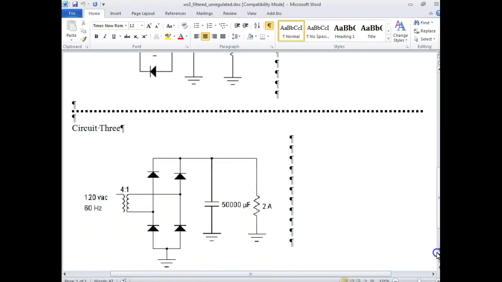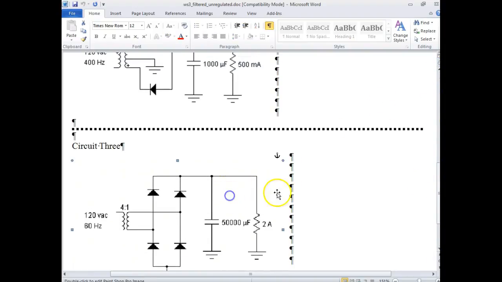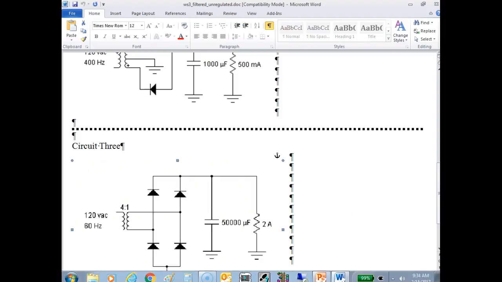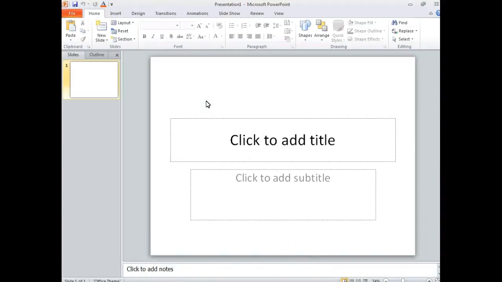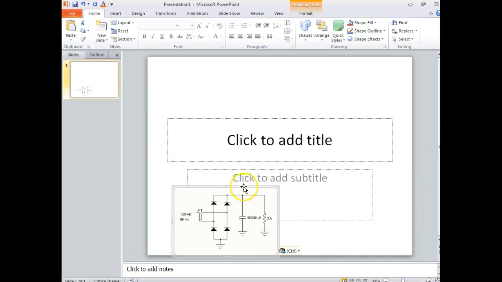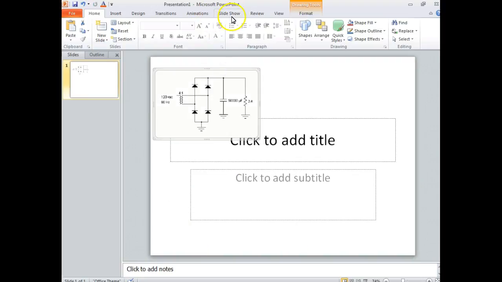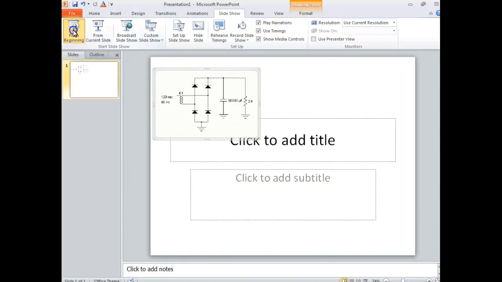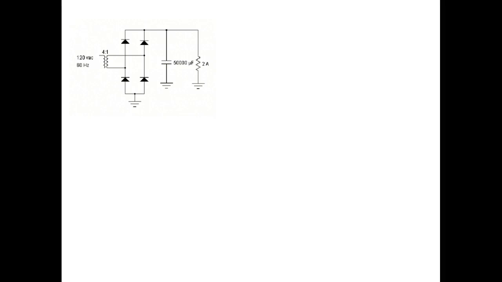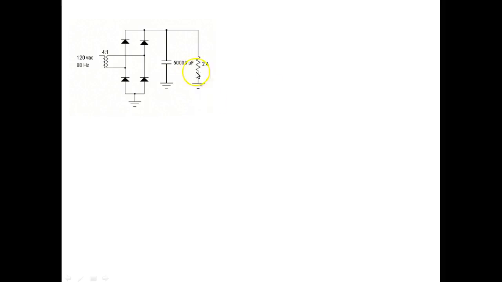Which one y'all want to work? Number 3? Yeah. This Full-Wave Bridge. Everybody got their formula sheets out? Make sure y'all know exactly which formulas we're working with. This is our circuit that we're going to be solving for.